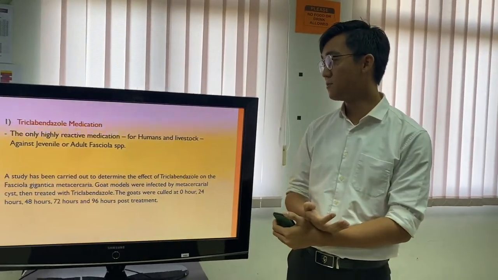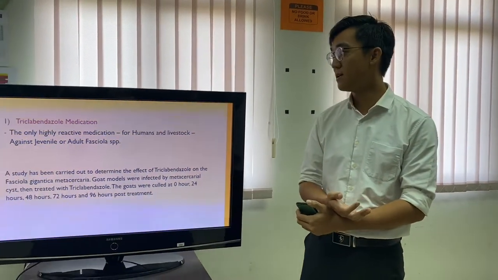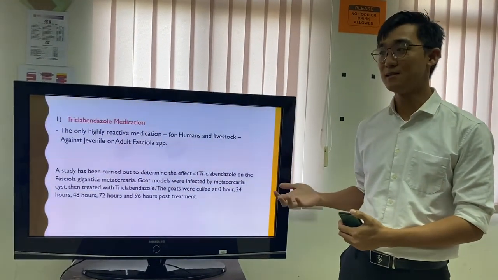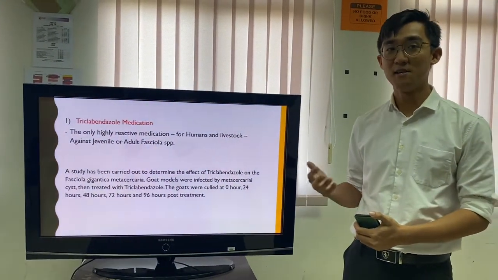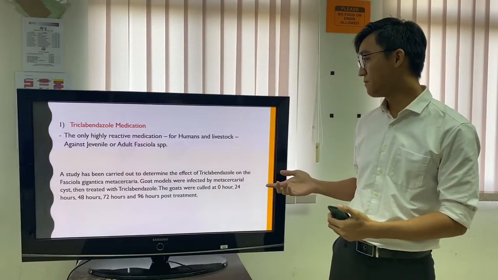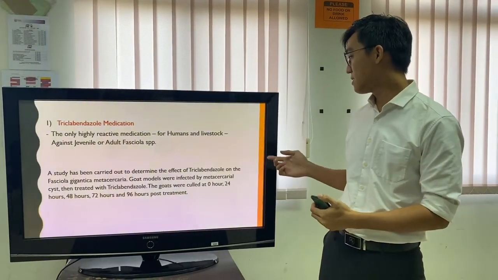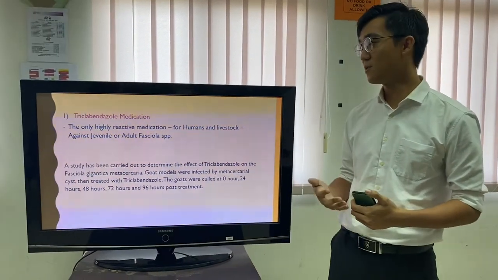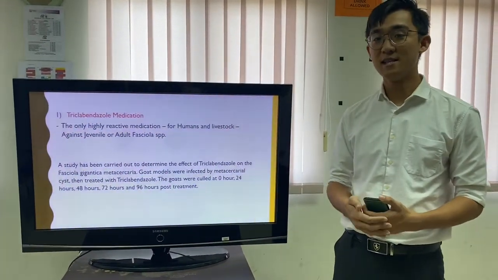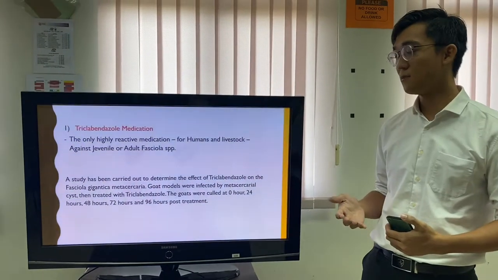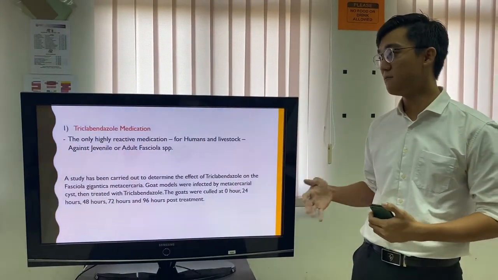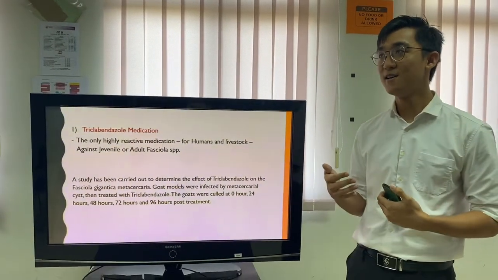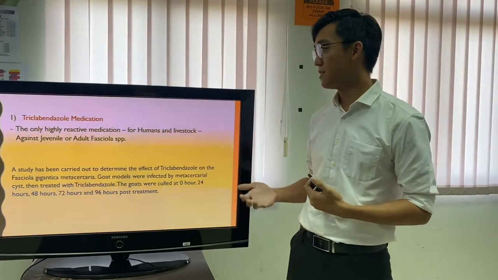So there's a study that was carried out to test the efficacy of triclabendazole. In the experiment, you infect healthy sheep or goats with the metacercariae, and then they treat the goats with triclabendazole, and then they do postmortem on the goats at several different hours to test the effect of the triclabendazole on the parasite or Fasciola species.